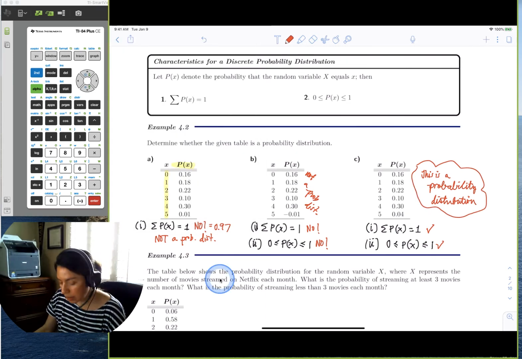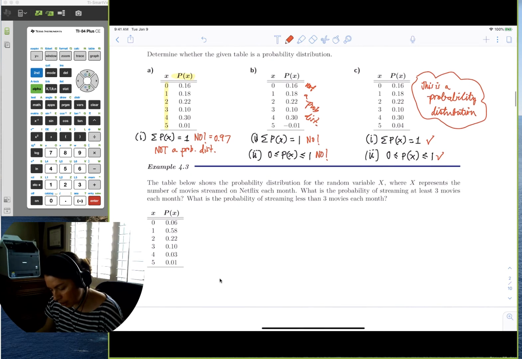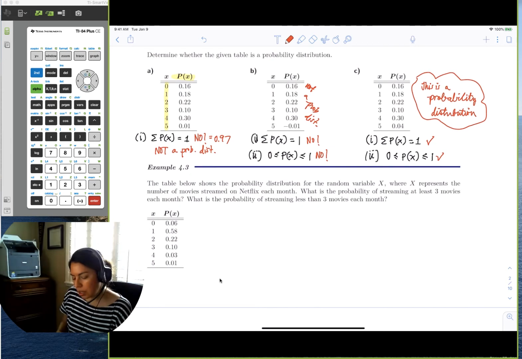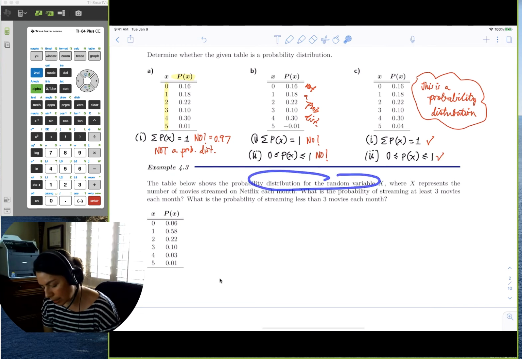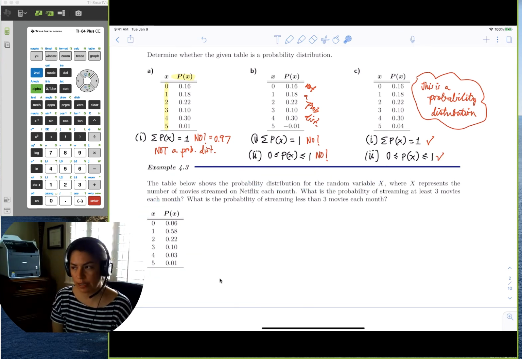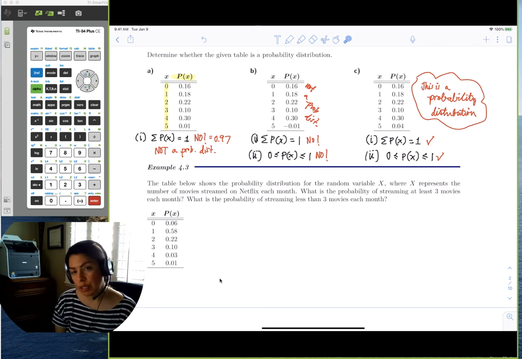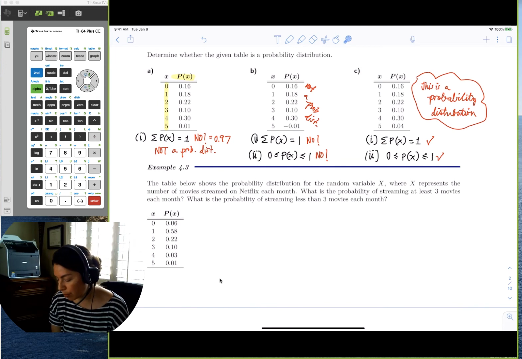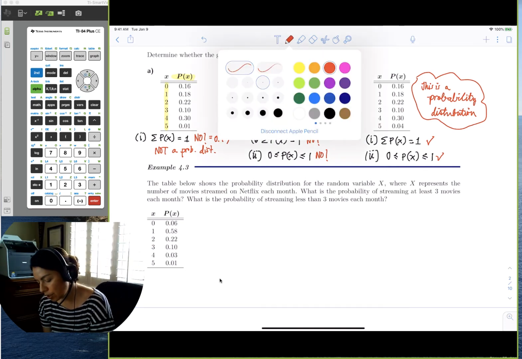Okay, so let's go ahead and go to an example with Netflix. The below table shows the probability distribution for the random variable x, so that we don't even need to check. It's already a probability distribution that's given to us. And x represents the number of movies streamed on Netflix each month. What is the probability of streaming at least 3 movies each month? And what is the probability of streaming less than 3 movies? So there's 2 questions here.